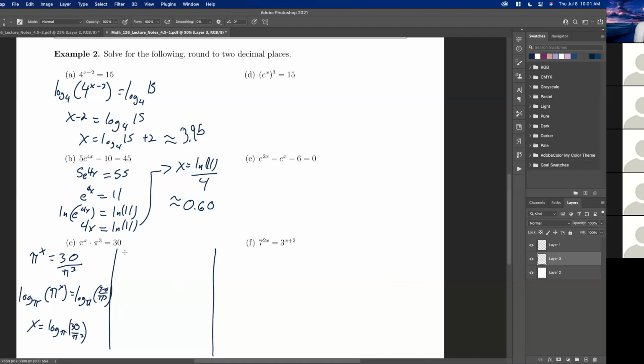Or the other way of doing it is you can put these pi's together. So I have pi to the x plus 3 equals 30. Then take the log of both sides, so log base pi of pi to the x plus 3 equals log base pi of 30. So this just cancels, so I have x plus 3 is equal to log base pi of 30. And then I can just subtract the 3 across.